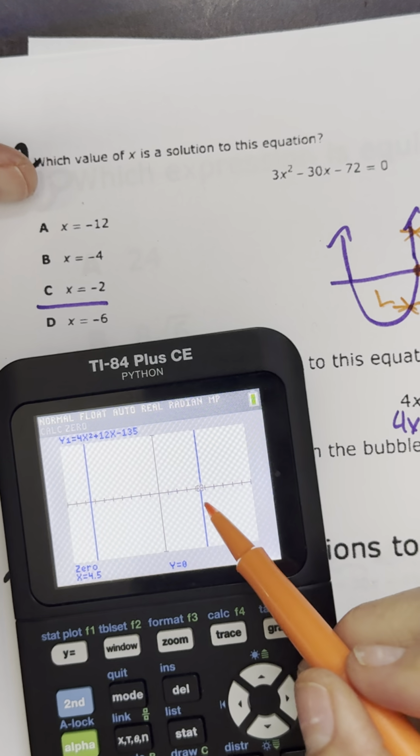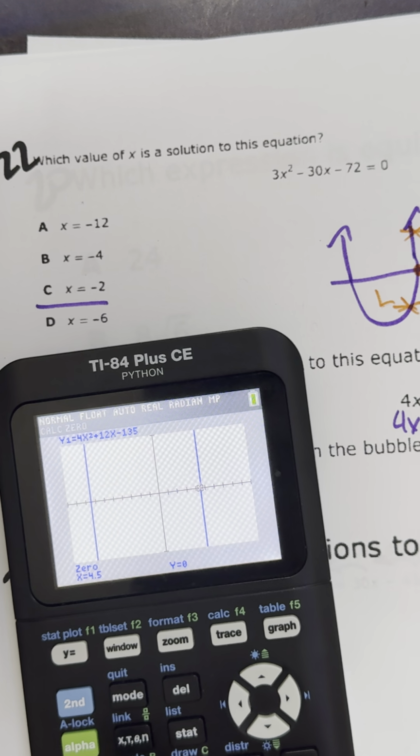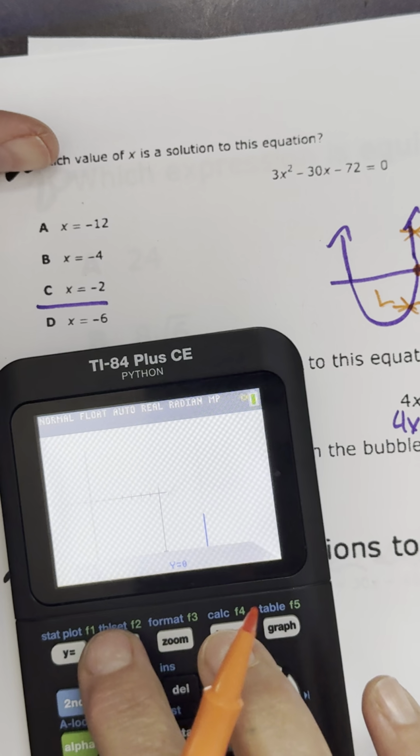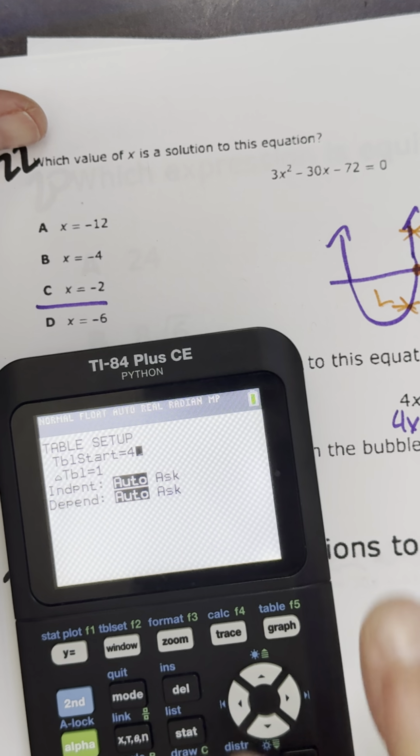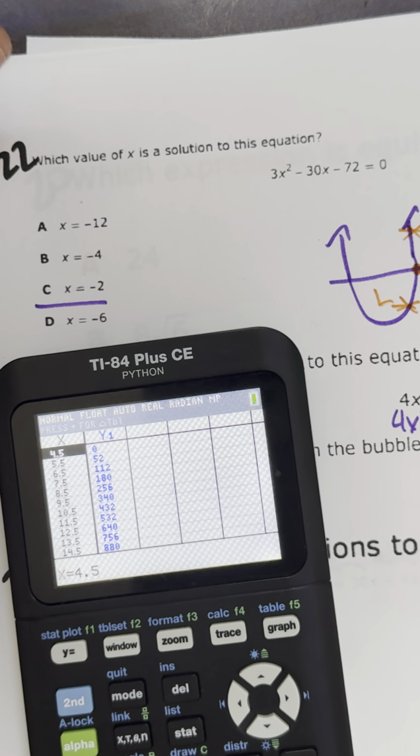So if you were looking at it and it looked like 4.5 and you wanted to guess, you can always go to table set and go to 4.5, and then your y value should be 0. So if you're going to guess, check your guess.